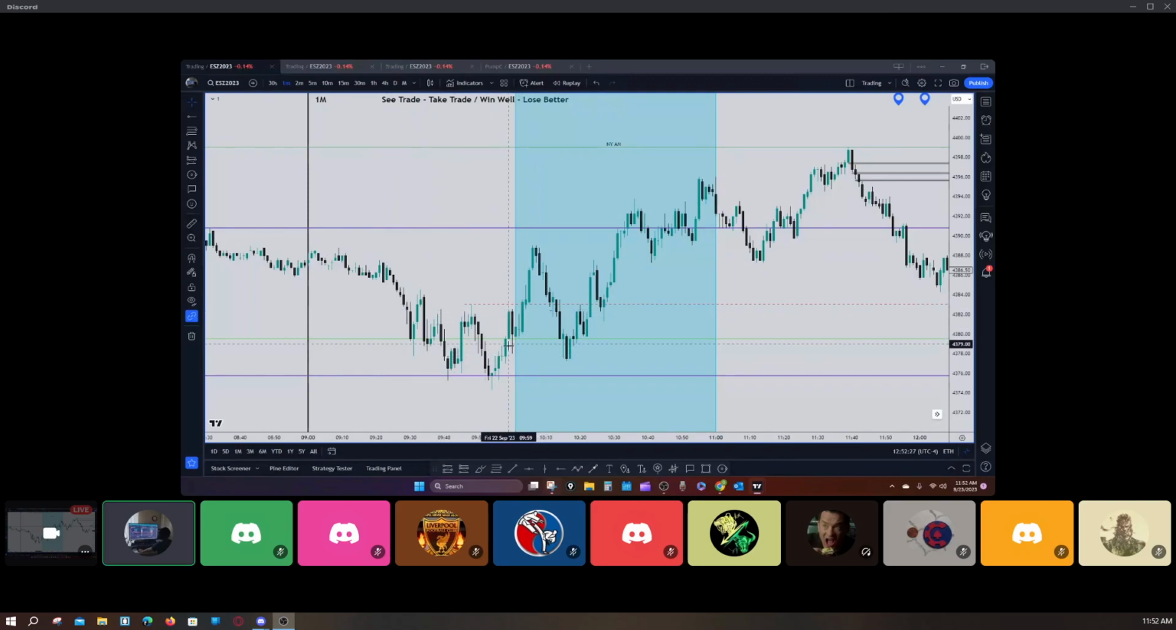So right here, you get your break. It's small, but it's a break. So body close above, fair value gap created right here. Draw that out. You'll want to add one tick. In this case, it doesn't get you in.